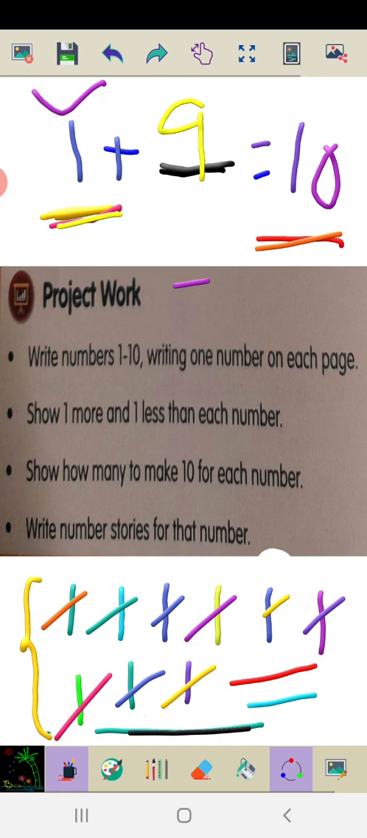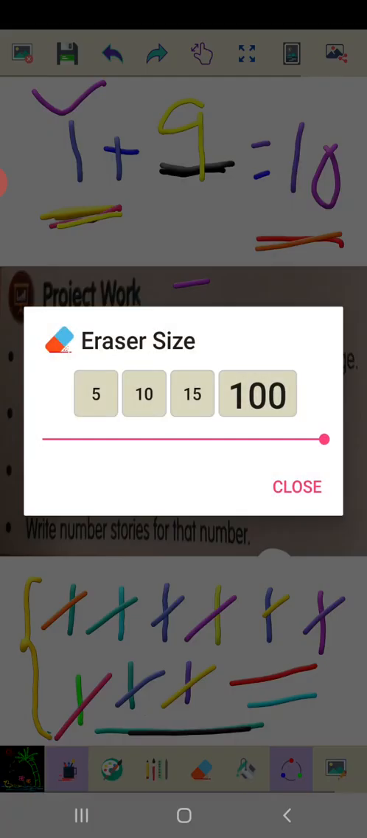2 plus what number should be added to make it 10? Similarly for 3, 4, 5. You need to do it for all numbers till 10. In 10, what will you add to make it 10? In 9, what will you add to make it 10? So you do it for all numbers. Okay. Now the last point is, but before that I will erase this here.